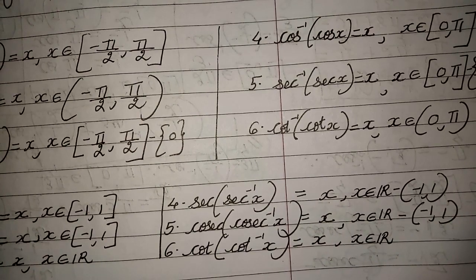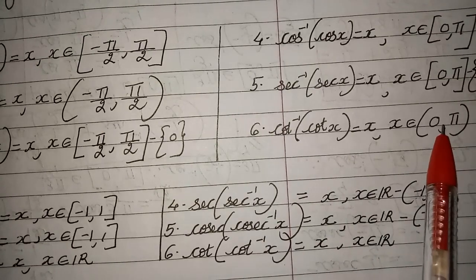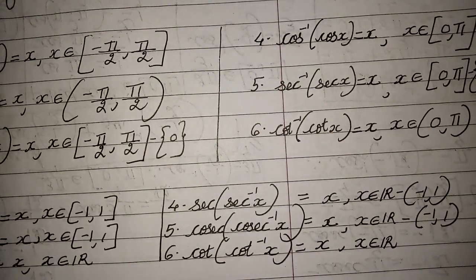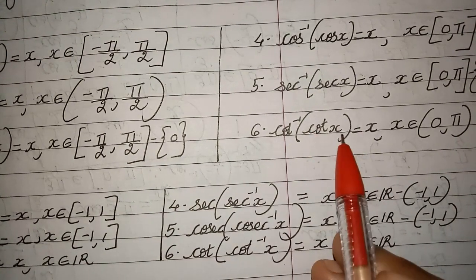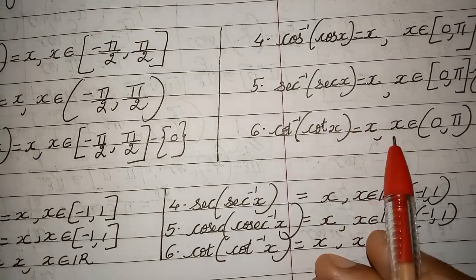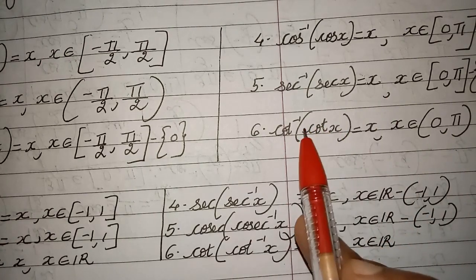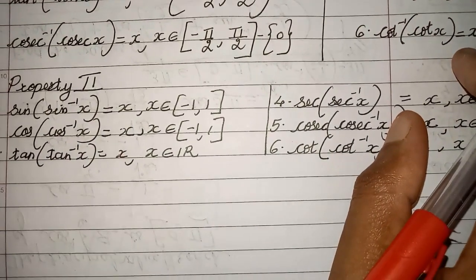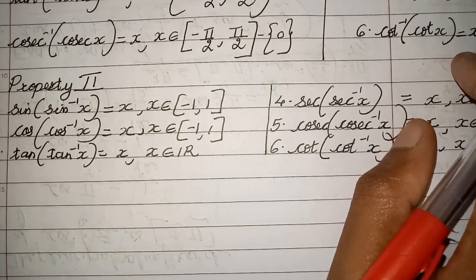Cot inverse cot gets cancelled, provided your x is strictly in this interval, because in this interval only x will have all unique images, right? Or the reverse way, if my range is this for my trigonometric functions, then only cot and cot inverse can be cancelled. So children, these properties are based on the principal value branch or range of your inverse trigonometric functions.